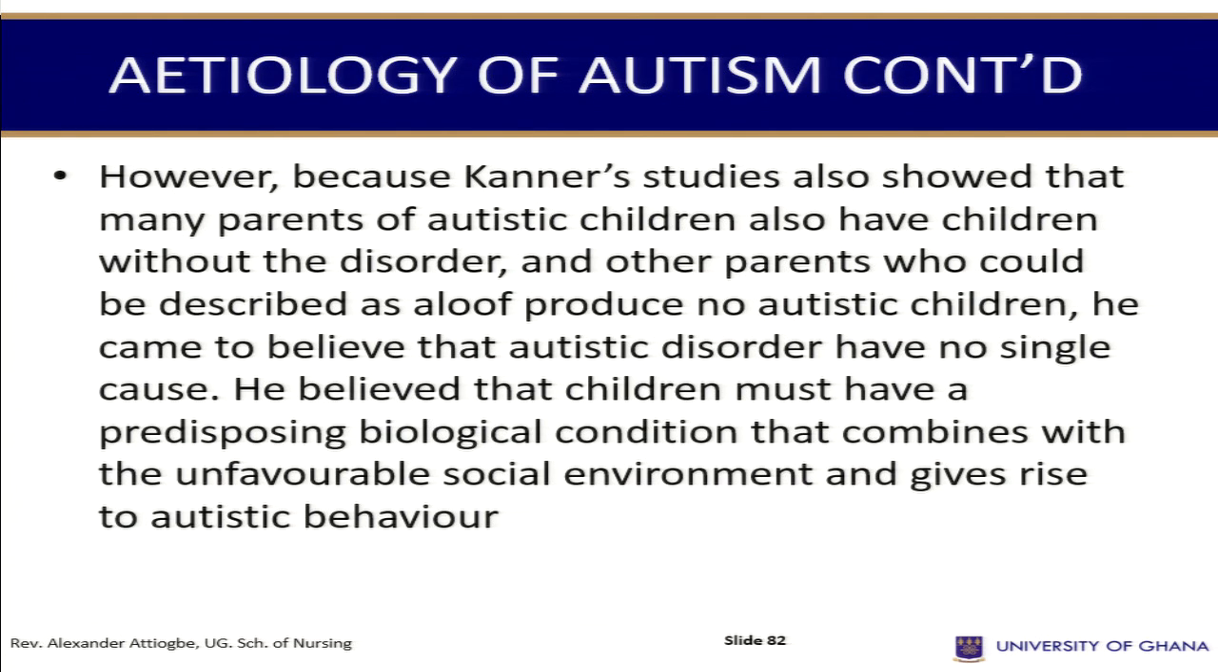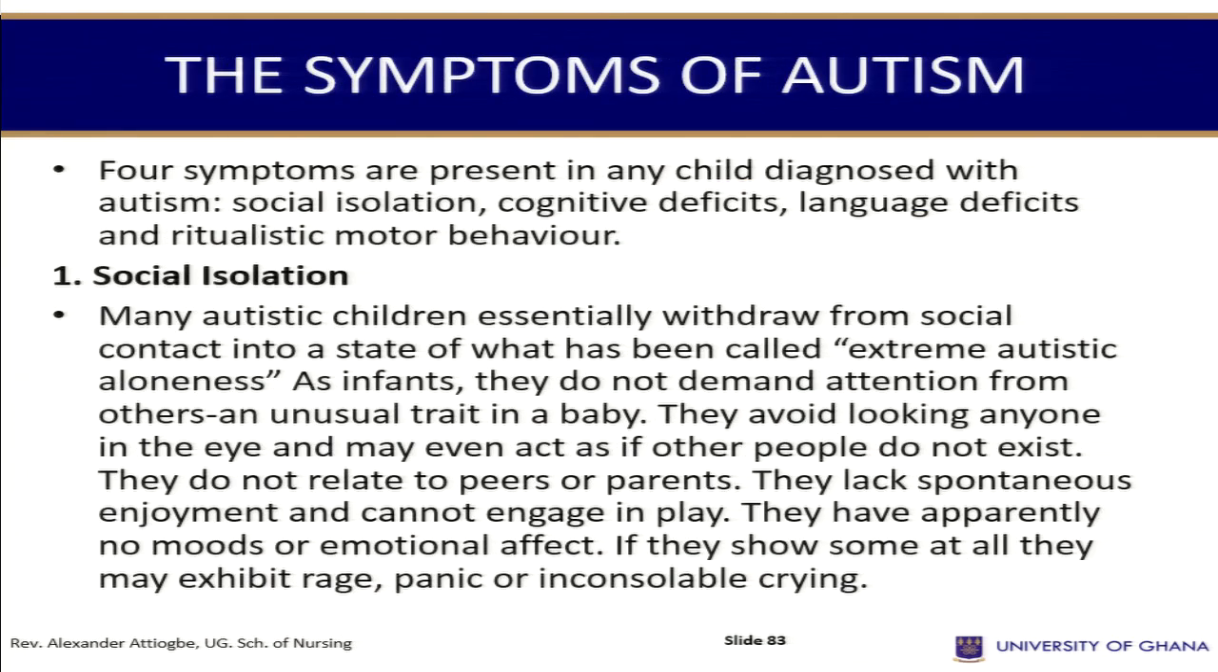However, because Kanner's studies also showed that many parents of autistic children also have children without the disorder, and other parents who could be described as aloof produced no autistic children, he came to believe that autistic disorder has no single cause. He believed that children must have a predisposing biological condition that combines with the unfavorable social environment and gives rise to autistic behavior.